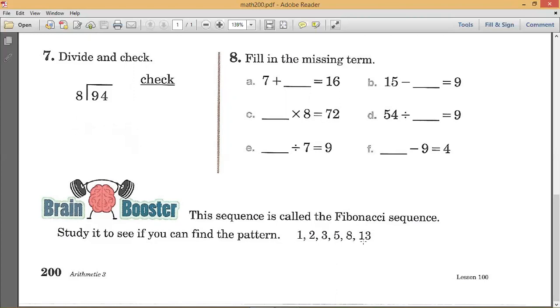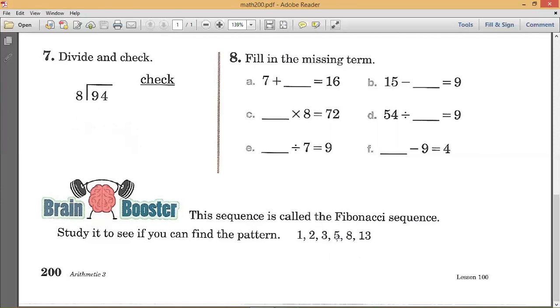So in the Fibonacci sequence, each number is the sum of the two preceding numbers. When you say precede, that means before. So I want you to look at 1 and 2. If you add 1 and 2, the answer is 3. So the two numbers preceding 3, or the two numbers before 3, if you add them, 3 would be the sum. I hope I make sense.